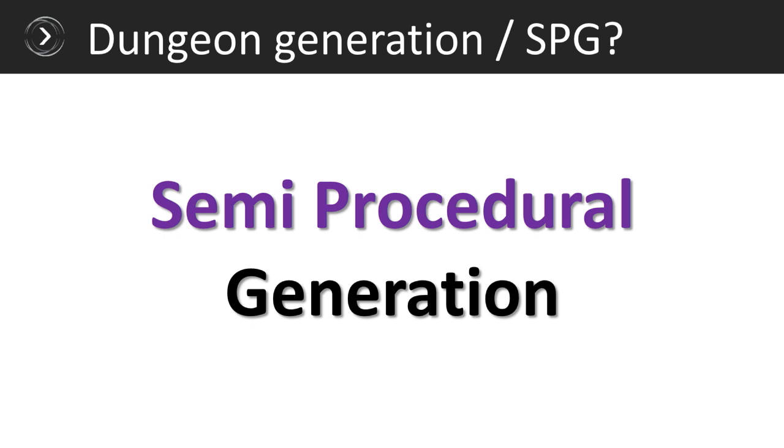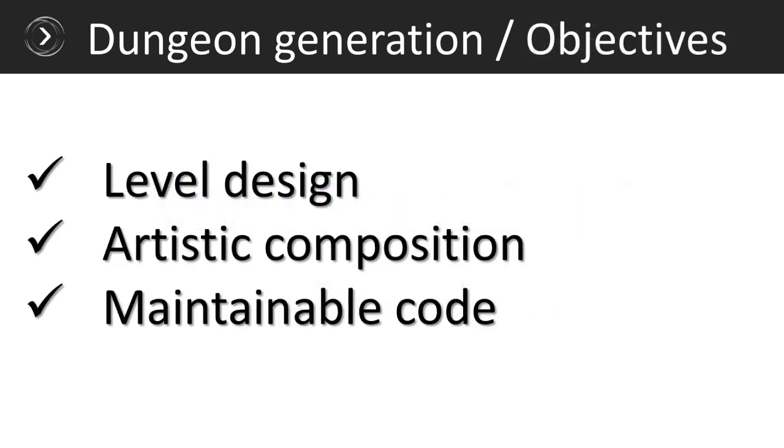So we switched to another kind of generation, which we call semi-procedural. What does it mean exactly? This time we learned from the previous version, and we wanted to have the end on the level design. So we wanted to have some tools to allow the game designer to place different kinds of rooms in different layouts. We wanted to have artistic composition, so we wanted to be able to get something beautiful. And we obviously wanted to have something maintainable that will support the iterative system.